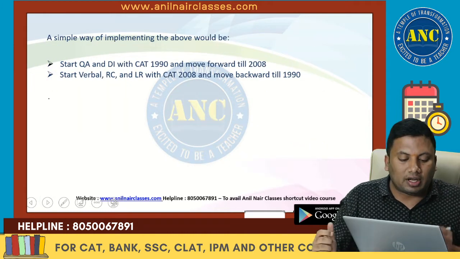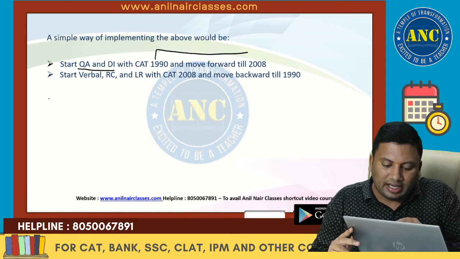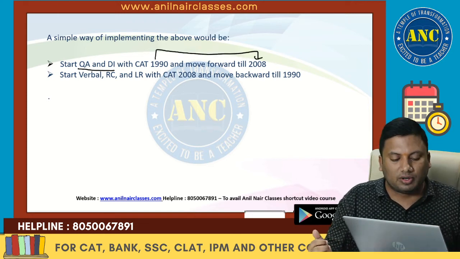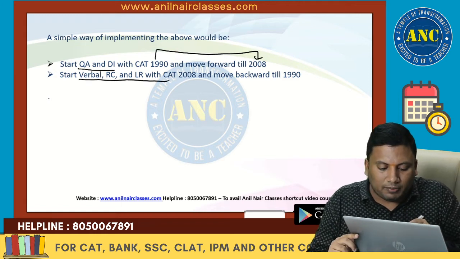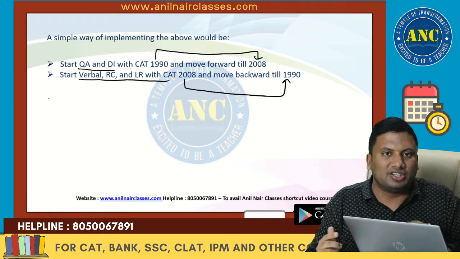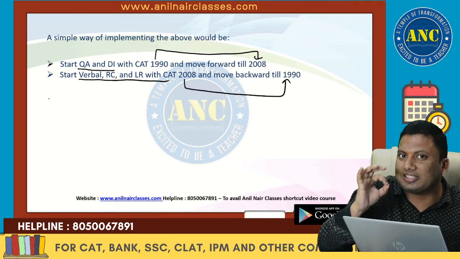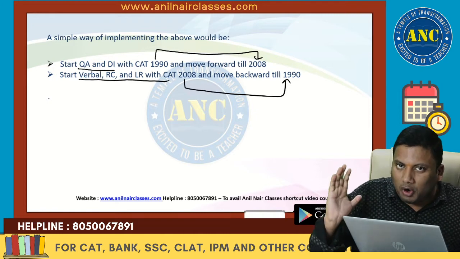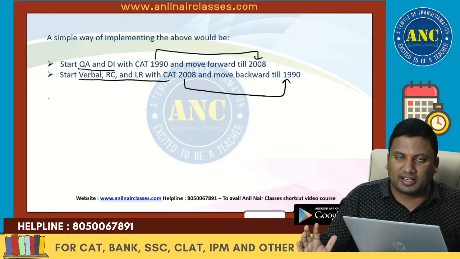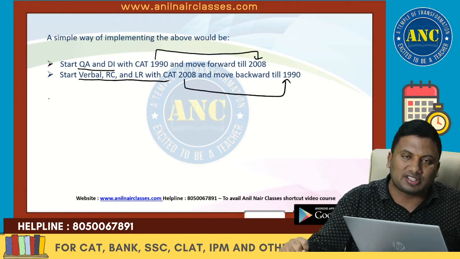For quantitative ability and DI, first go through the 1990 papers and come up to 2008. For verbal ability, RC and LR, start from 2008 and go back to 1990. Start in the same order. Trust the 15 years of experience of sending thousands of people into IIMs. Go through these previous year CAT papers, and then you will understand the behavioral pattern of the questions you are getting.